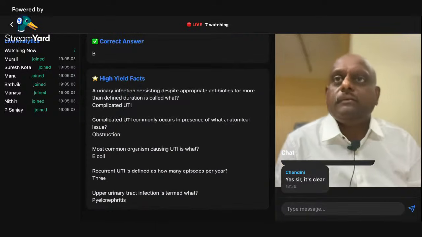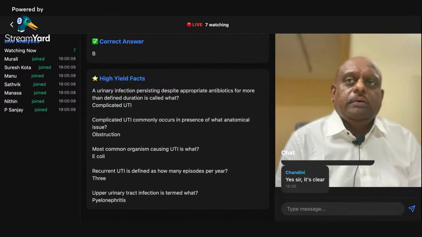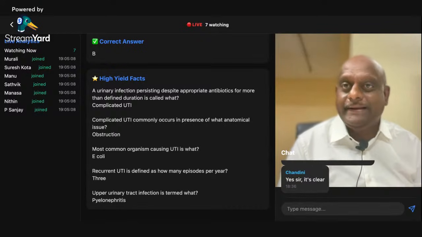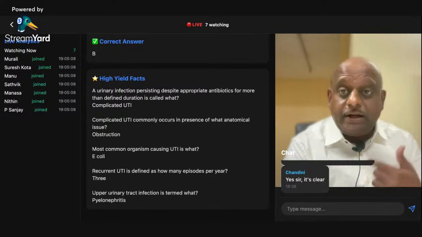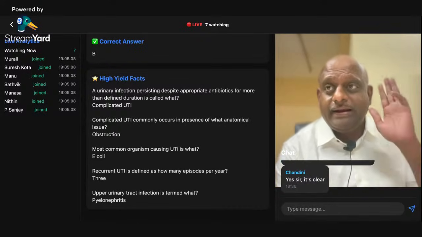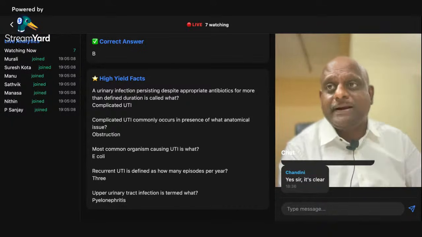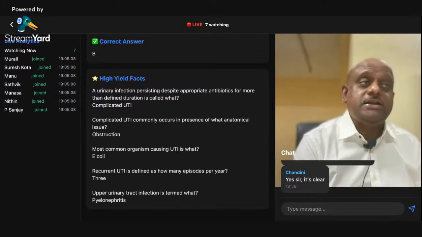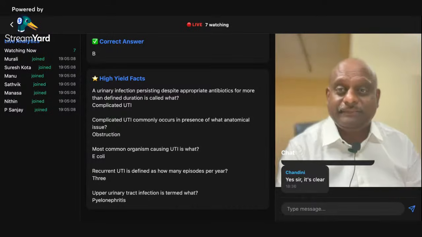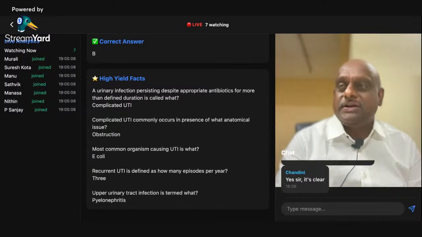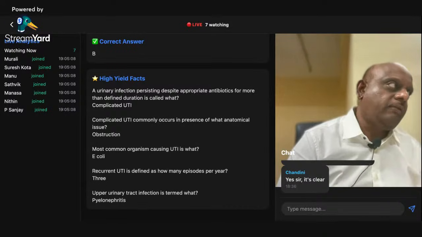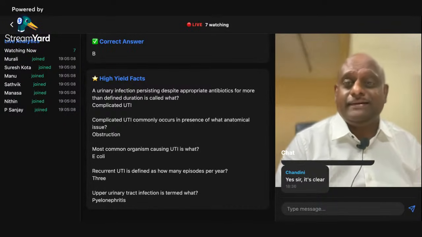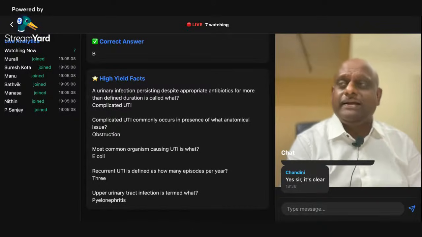Now, the most common organism is always a gram-negative E. coli, and to call it recurrent UTI, there should be 3 episodes per year. And pyelonephritis is the upper urinary tract involvement. Yes, so we treat with intravenous meropenem. Tazobactam and piperacillin is the one which is being used in the treatment.